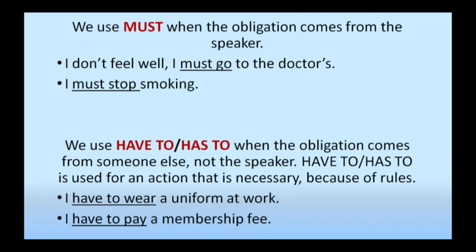We use have to or has to when the obligation comes from someone else, not the speaker. Have to and has to are used for an action that is necessary because of rules. The examples are: I have to wear a uniform at work. I have to pay a membership fee.